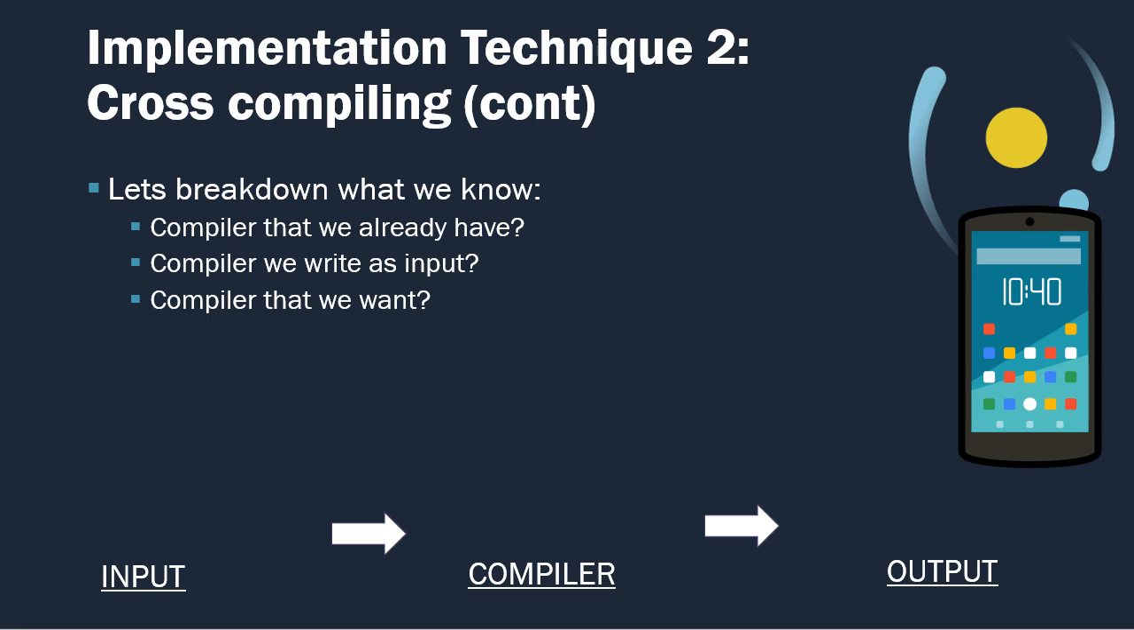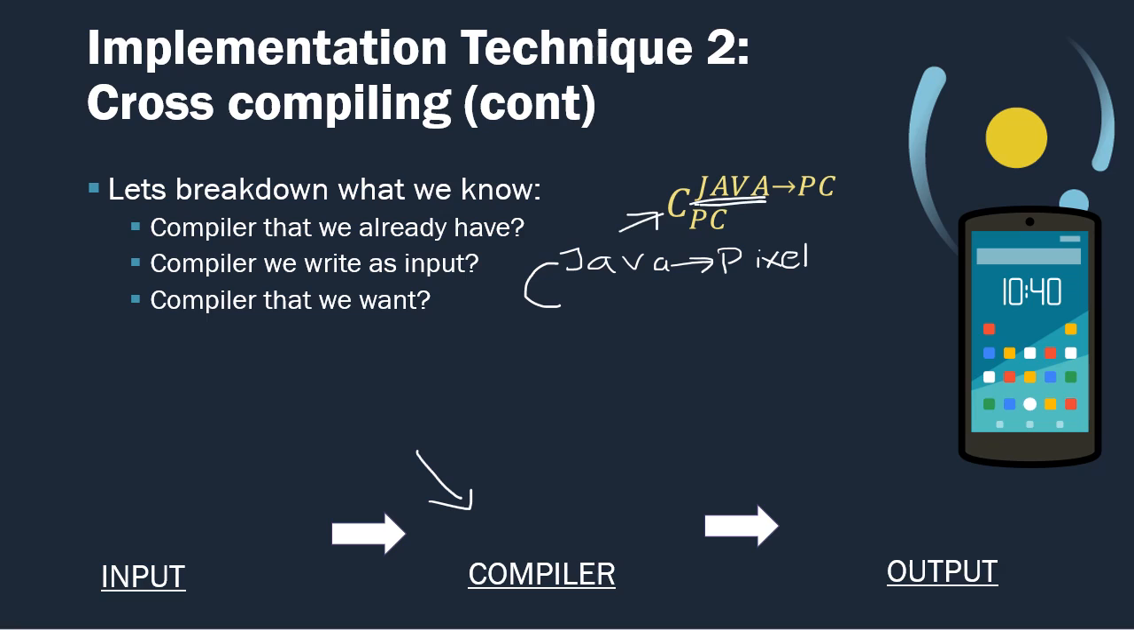What is compiler that we already have? We already have a Java compiler for PC. This is the compiler that we will place here, so that it can help compile a new compiler for us. So what is the compiler we write as input? We know that we want a Java compiler for Pixel. And since we will be using this compiler in the middle, it must be written in the language it can translate from. So it will be written in Java. So the compiler that we write as input is Java to Pixel written in Java.